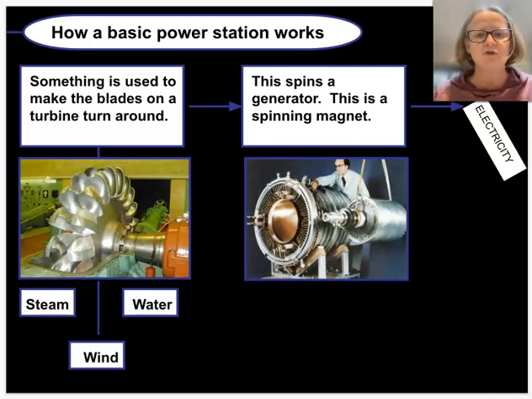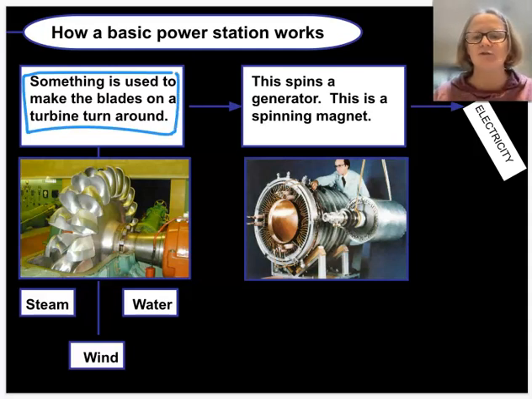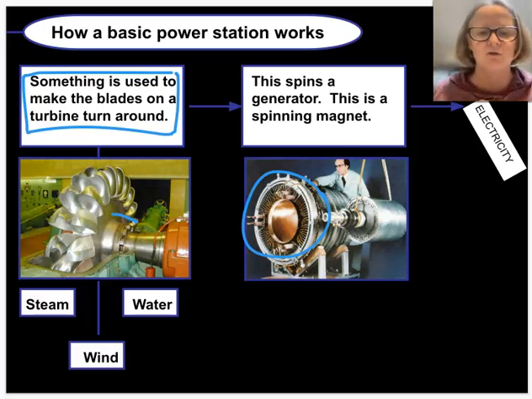The first thing we have to do is make a turbine turn around. So a turbine is a large fan, and that large fan, you can see it here in this diagram, drives a spinning magnet. So the spinning magnet is what turns the movement energy of the turbine into electrical energy.